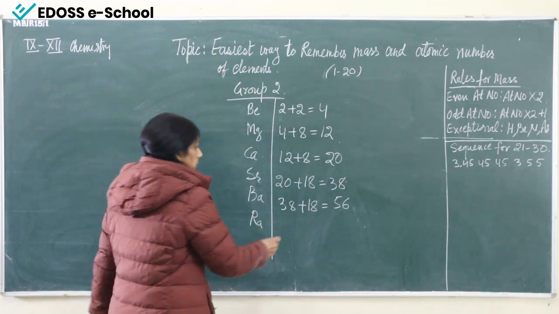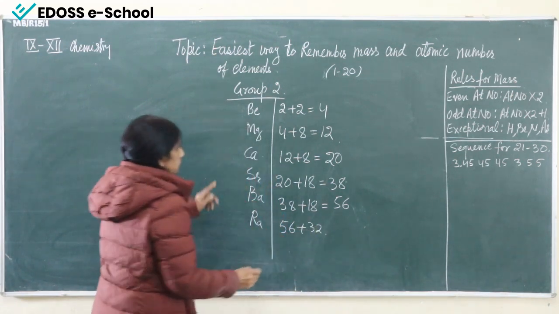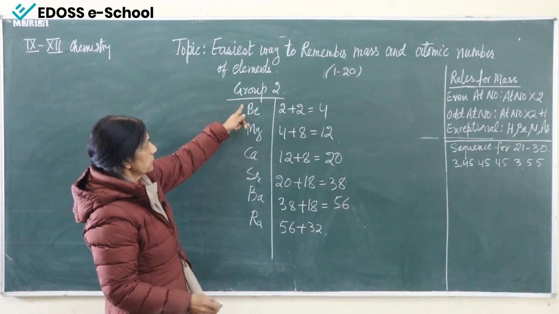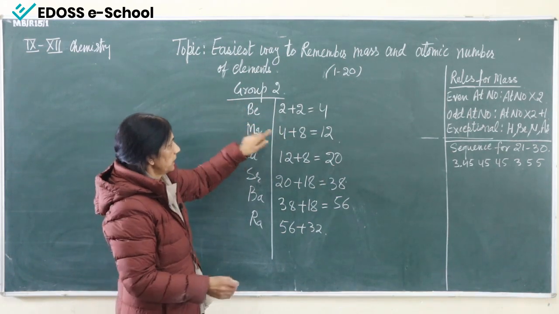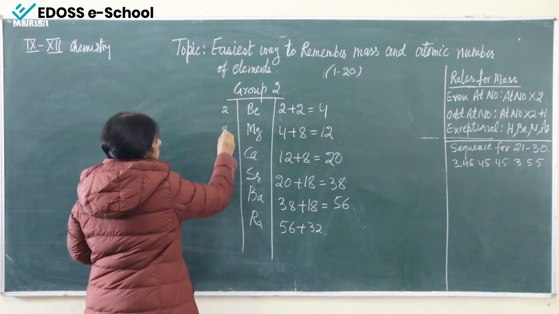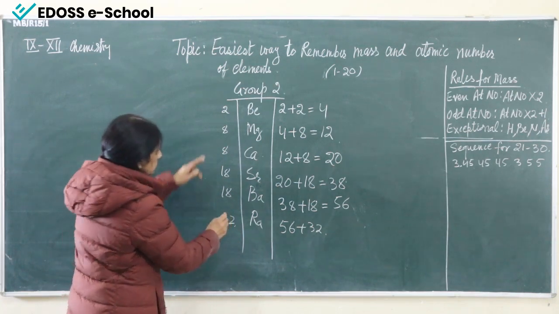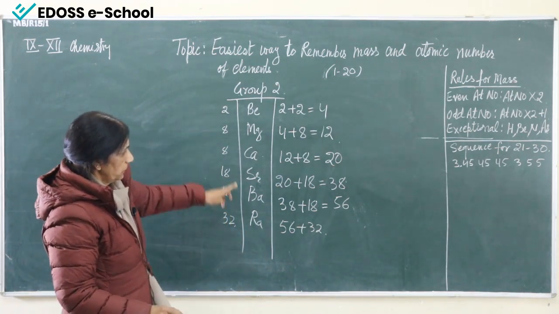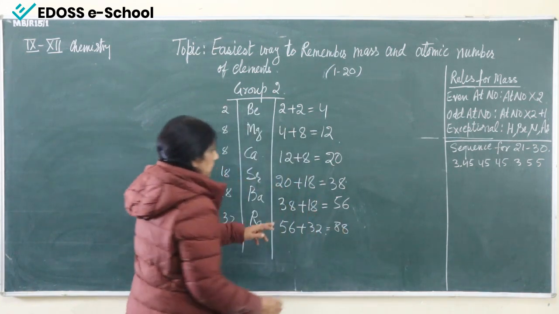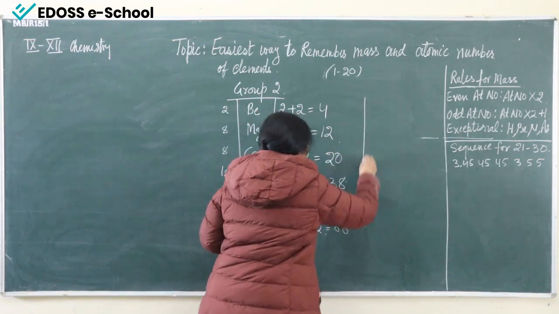And for radium, 56 we have to add 32. So just keep in mind, first we have to add 2, then 8, 8, then 18, 18 and 32. This is the sequence. So this will come 88. Now how to find their atomic mass?